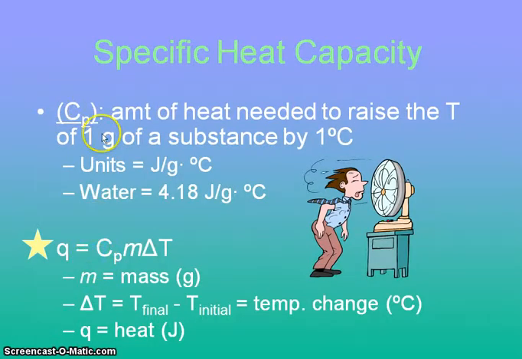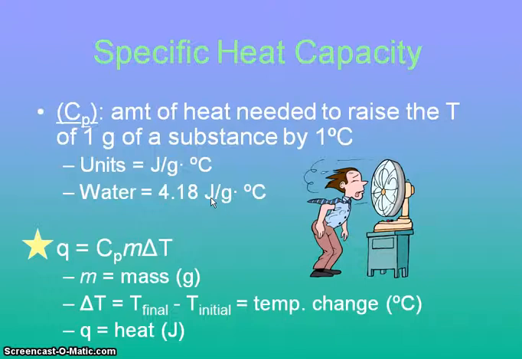Specific heat capacity, which is symbolized by a C and a subscript P, is the amount of heat that's needed to raise the temperature of 1 gram of a substance by 1 degree Celsius. So the units are going to be joules per gram degree Celsius. So a joule for every gram and degree Celsius. Water's specific heat capacity is always 4.18 joules per gram degree Celsius, and that is a value that you will need to remember throughout this whole chapter. Specific heats are kind of like densities in the fact that they're unique to specific elements. So there's a table in your book that can give you some different specific heats of various substances.